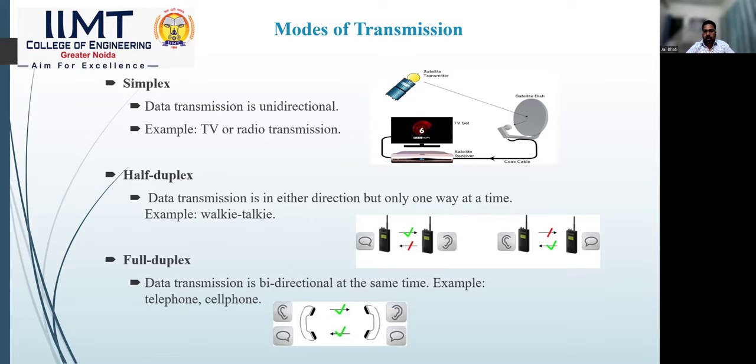Second one is the half duplex, where data transmission is possible in both directions, but only one direction at a time. For example, walkie-talkie, we can transmit the data in both the directions, but not simultaneously. In full duplex, the data transmission is bidirectional and simultaneous. Means we can transmit the data in both directions simultaneously.